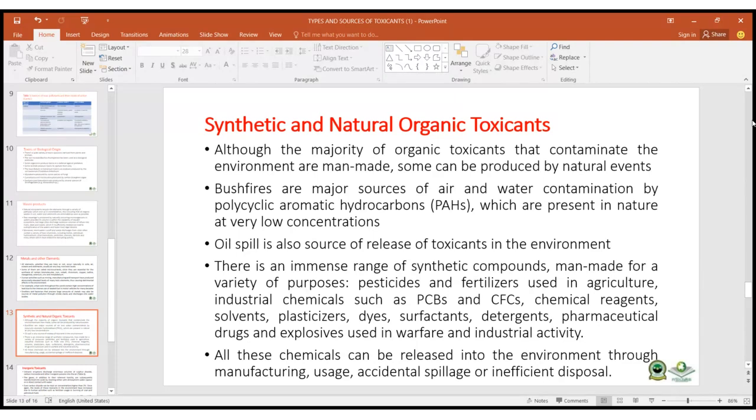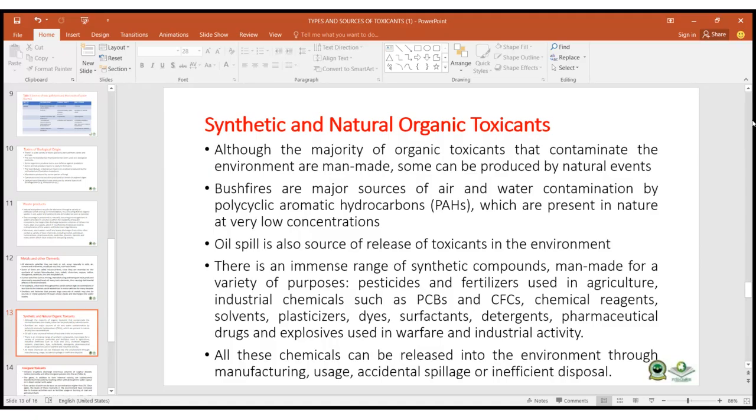So, these PAHs are present in nature at very low concentrations, but activities of bush burning, like I also mentioned, those that roast fish, if you see where they are roasting fish, and there are even people that try to roast using tires, burning tires and all that. So all those activities, they're releasing high levels of polycyclic aromatic hydrocarbons, and they are potential causes of cancer.